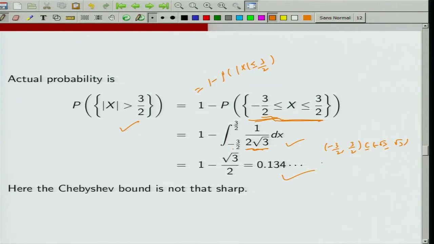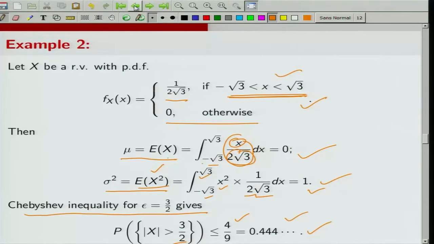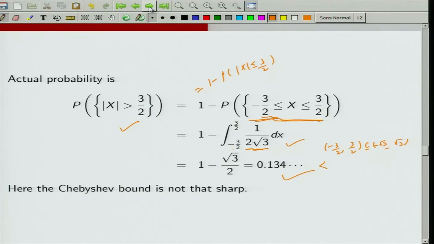The PDF in this range is 1 by 2 root 3 dx, and if you calculate, it is 0.134, which is smaller than the value which we got using the Chebyshev inequality, which is 0.444. So this is less than or equal to 0.444, the one which we got using the Chebyshev inequality. So these are Chebyshev bounds.